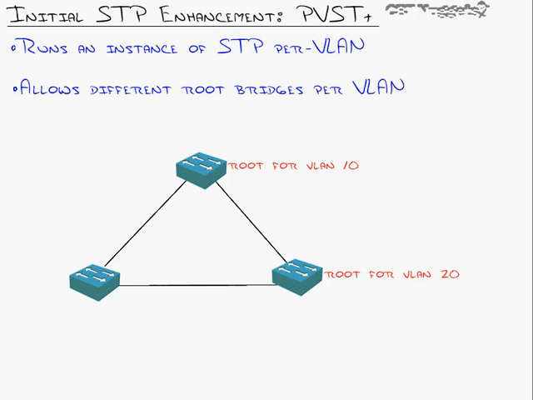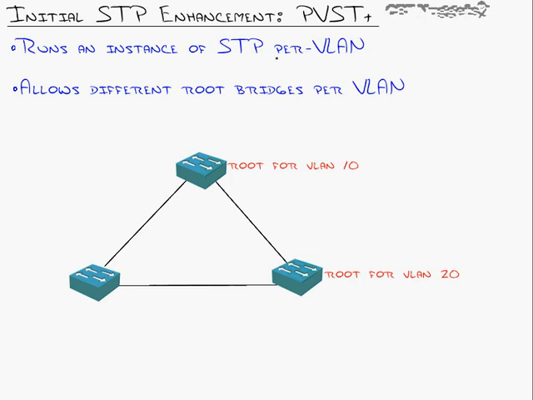Now, before we get into what Rapid Spanning Tree is all about, let's first talk about the initial enhancement that Cisco made to the normal spanning tree protocol. What Cisco created was a different version called PVST. That's Per VLAN Spanning Tree Plus. That's Cisco's little enhancement, which by default, when they first created it, was only supported on Cisco switches. Now it's become essentially an industry standard that anybody can do.